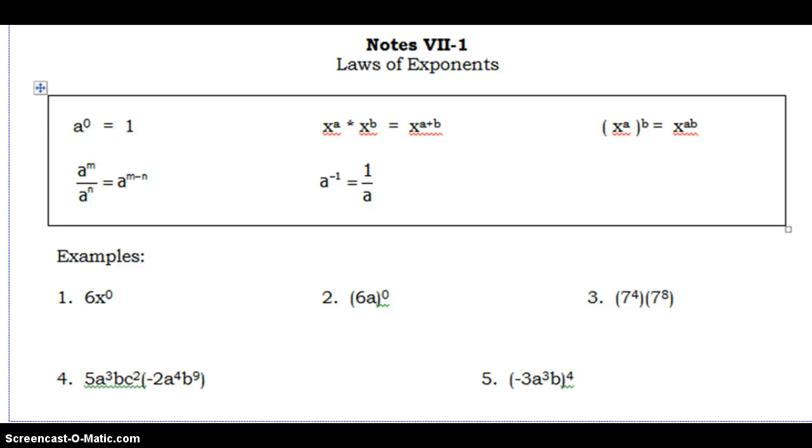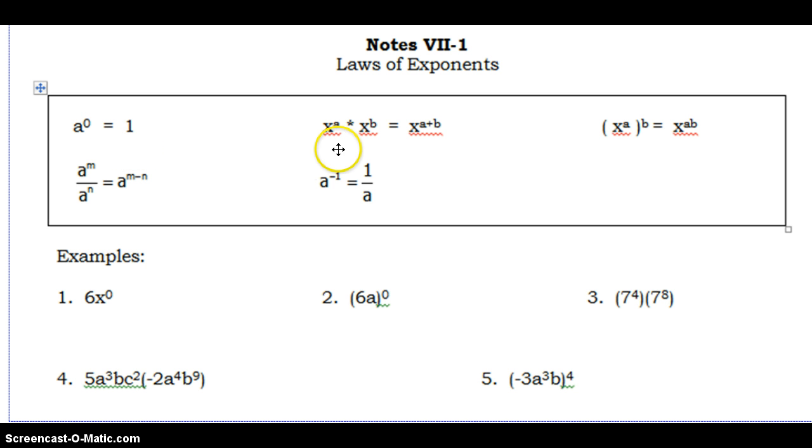Hello, Algebra 2 Honors. This review of Algebra 1 is just the beginning of our notes of Unit 7-1, the laws of exponents. So I'm making a quick video to help review our laws of exponents from Algebra 1. The first law that you should remember is a to the 0 power is equal to 1, and any base to the 0 power is 1.